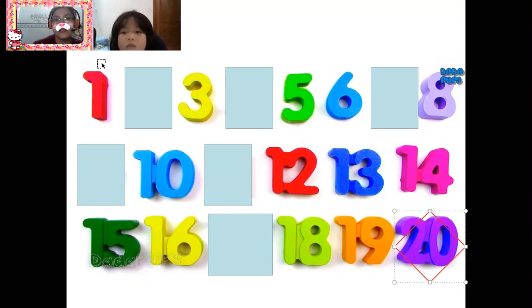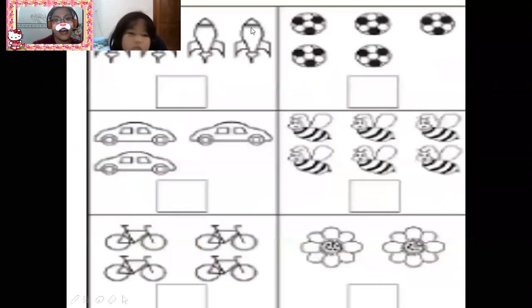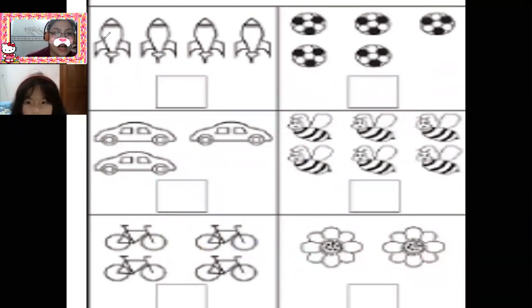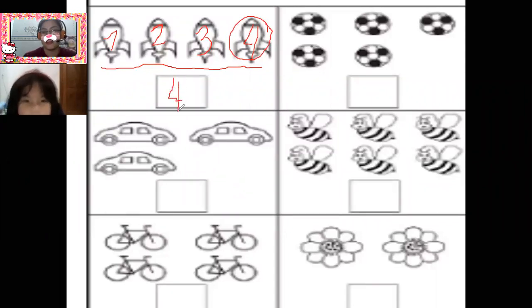Okay, now let's count some objects. Okay, look at this, Tina! Okay, so this is number 1, right? Okay, so one. Let's count. 1, 2, 3, 4, 5, 6. I got this one first, Tina. Okay, so there's 4 spaceships. Okay, so we write down 4 over here.